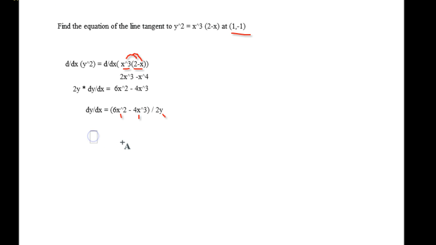And so dy dx is going to be equal to, on top it's going to be 6 minus 4, because the 1's really don't affect anything, divided by negative 2, which is going to equal negative 1. So the slope is actually going to be negative 1 at that point. And that's how you do implicit differentiation, and especially how you find an equation of a line that is tangent to a certain type of function at a certain point.